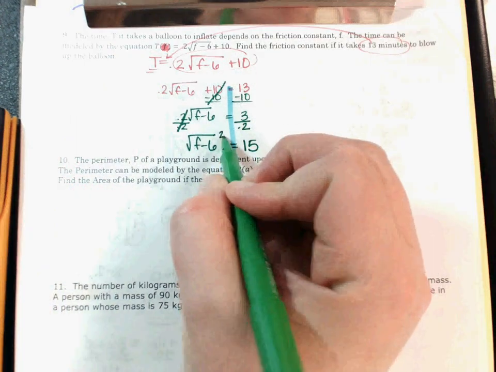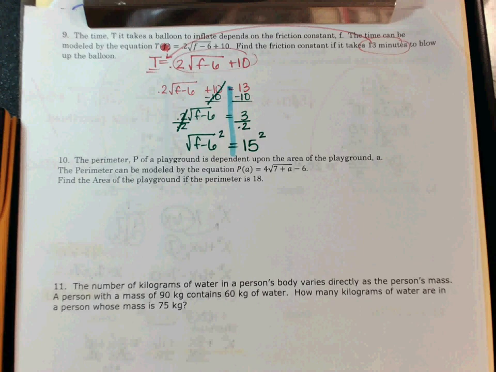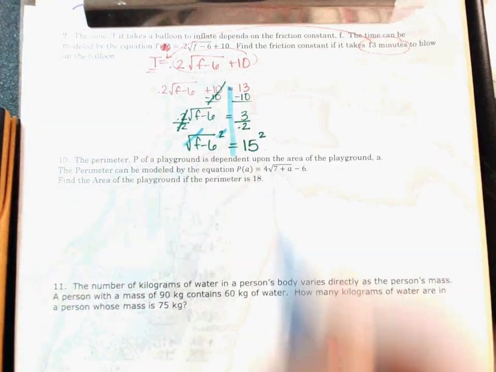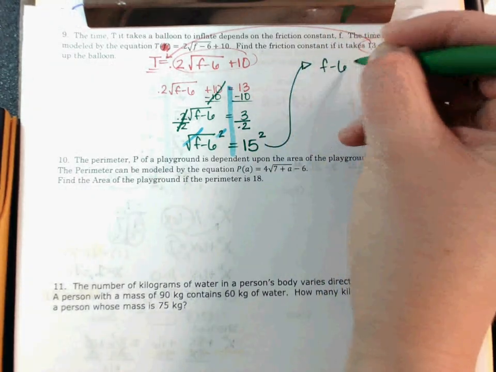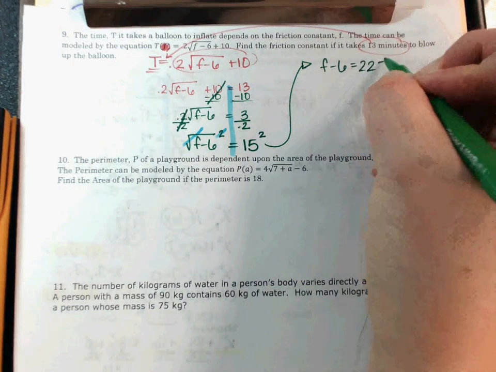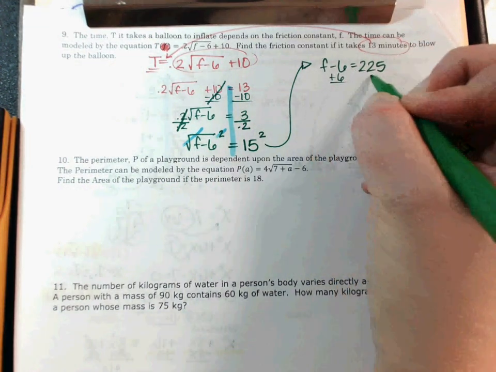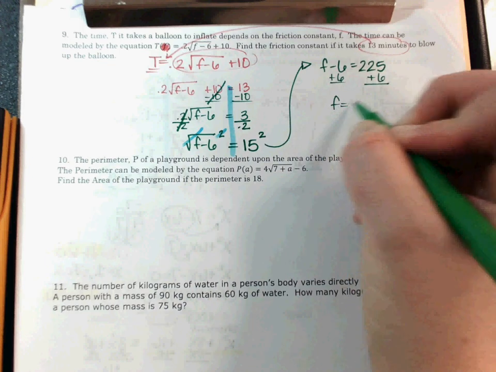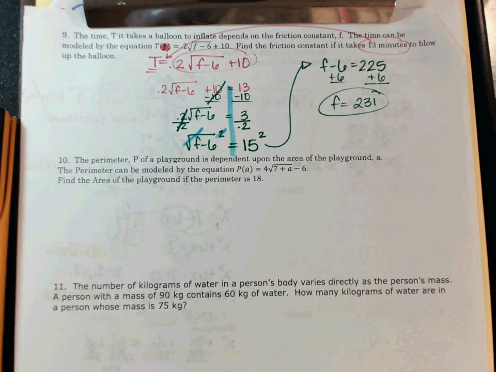Square. And notice, I can't add that 6 because it's in the house. You have to get rid of the house before you can add it across. Okay, so my square and my square root cross out. I have an f minus 6 left over. And then 15 squared in my calculator comes out to be 225. Then add your 6 across. What's our friction constant? 231. Very good. Okay, so all that you have to do is plug in the number in the right spot and then solve it. Okay?